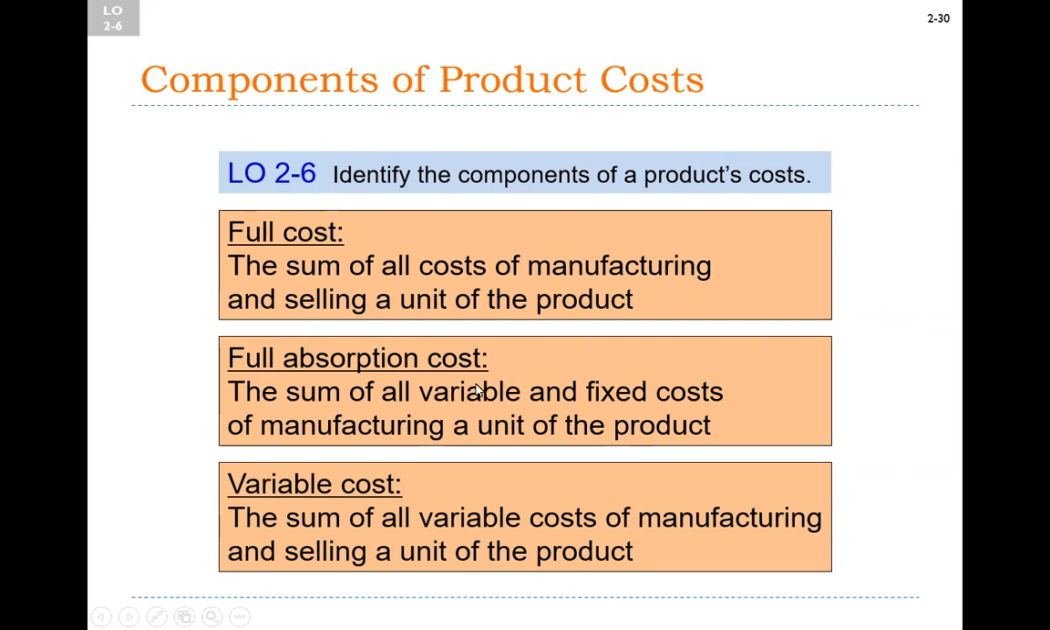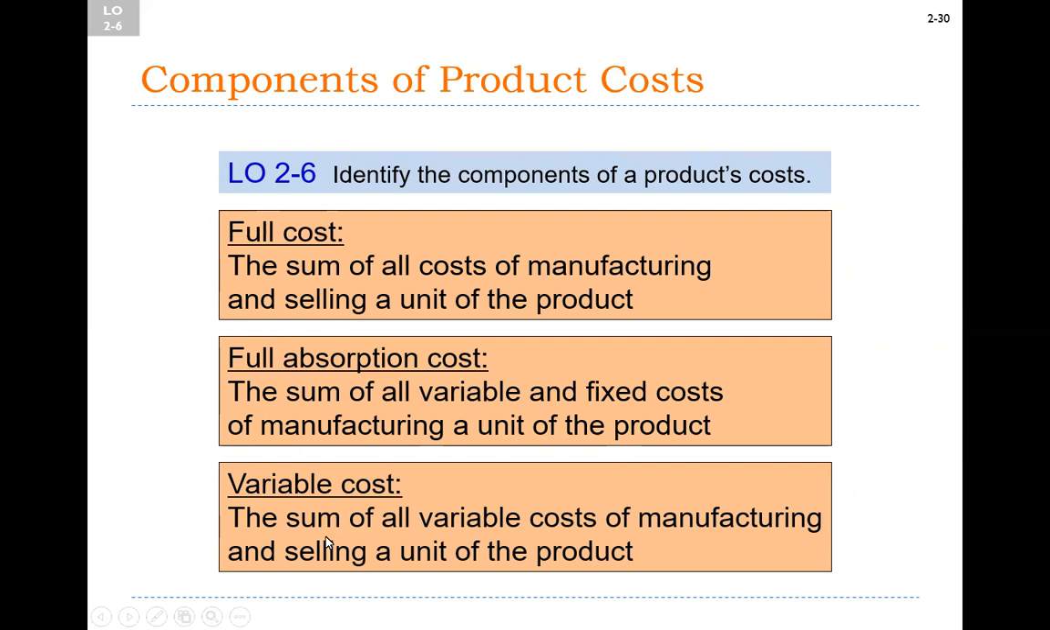Now, full absorption costs. This is GAAP. So when we're looking at product costs, it includes all of the variable product costs and all of the fixed product costs. We're looking at all product costs. We're absorbing all of our product costs, and that helps us to determine how much it costs us to make 1 unit of product. We exclude any marketing and administrative costs.